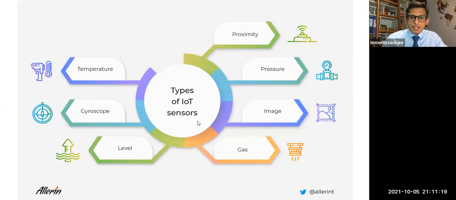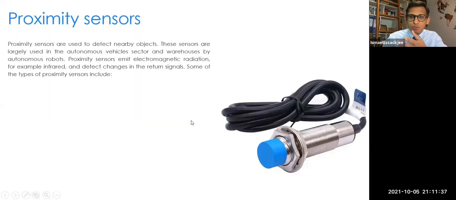In terms of sensors, we said we can have proximity sensor, pressure sensor, image sensor, gas level, gyroscope, and then temperature sensor. But we won't go through all of these. Let's focus on proximity only. Proximity sensors are used to detect nearby objects. Something is getting near, or you are reversing in your car, you have a proximity sensor. These sensors are largely used in the autonomous vehicle sector, warehouses, autonomous robots, whatever.